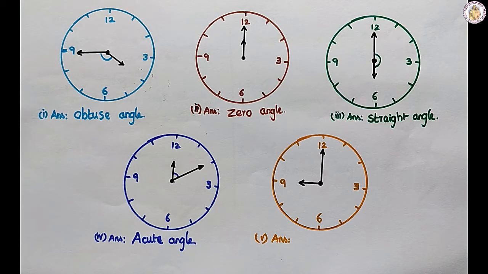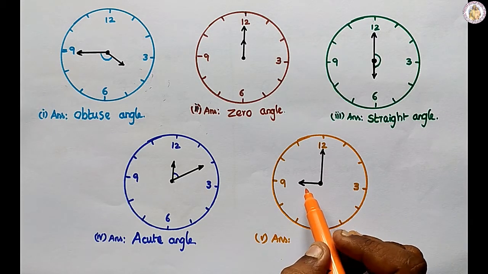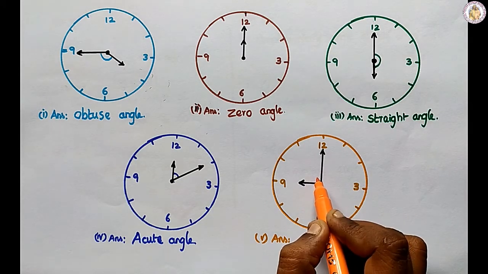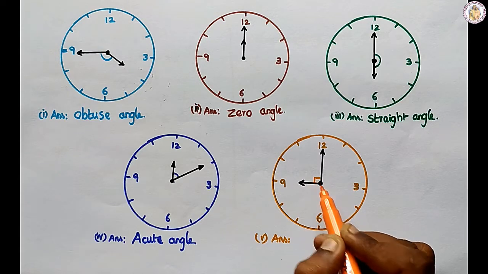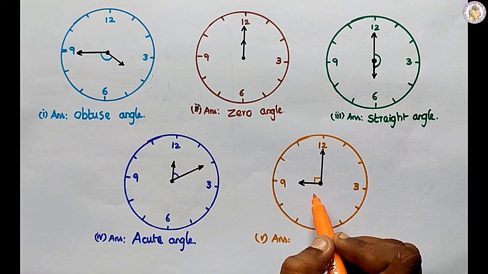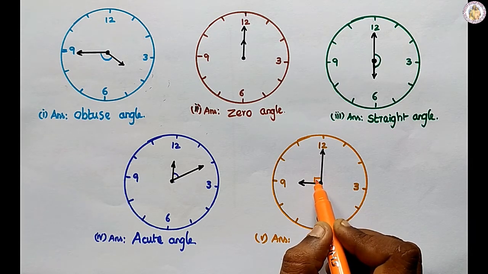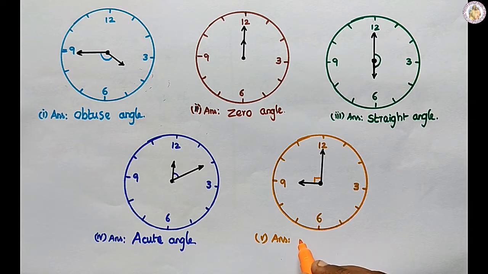Next one, listen to this. That is 9 o'clock. So it faces 9 and 12. In between the two rays, the angle formed is 90 degrees. That is a right angle. That is the answer.